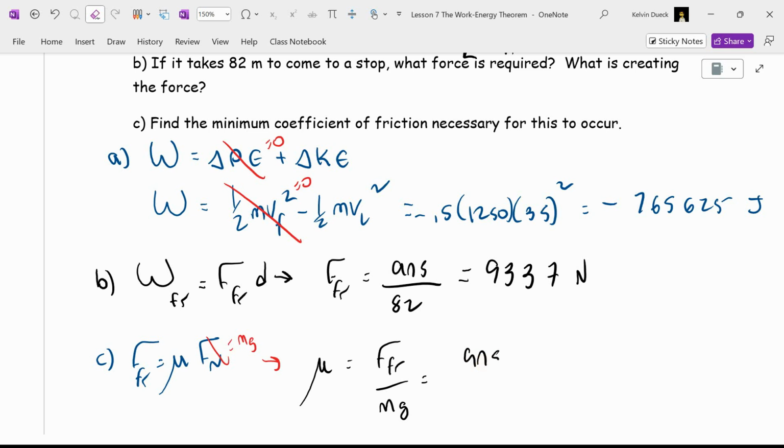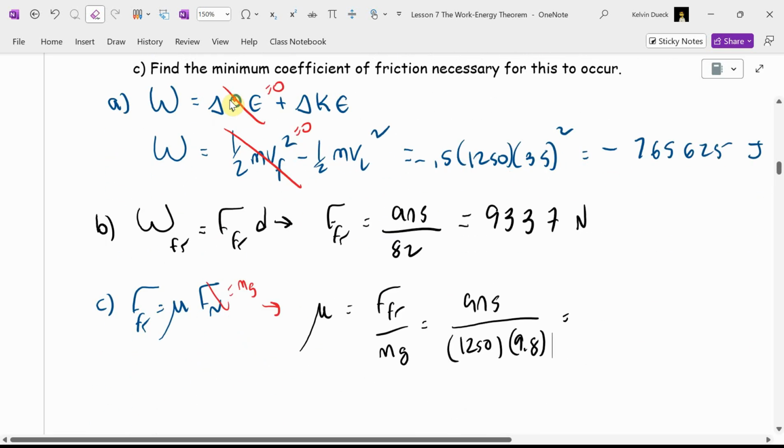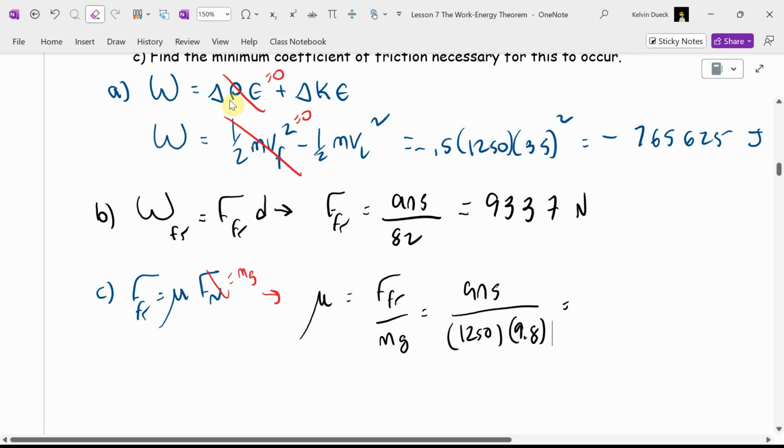It's going to be my answer button. I'm going to ignore the negative if it's still on my calculator. Divided by 1250. Is that the mass? I think it was. Times 9.8. What do you got? And I hope I made up nice numbers and we get a reasonable coefficient of friction. Give it to me to 3 sig figs, please. 0.762. Anybody else?